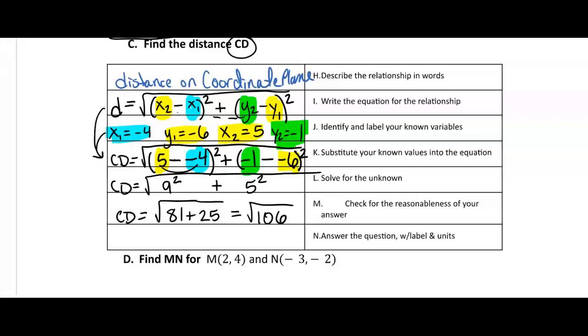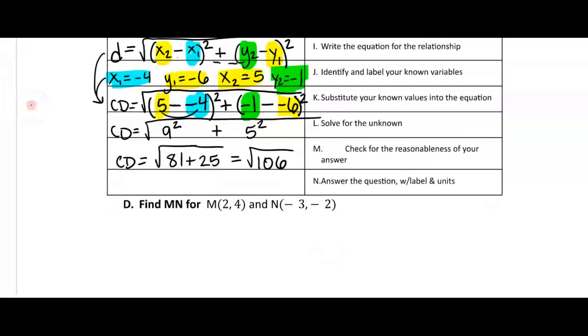106. Now, we do need to check, we need to simplify this radical. Are there any perfect squares that are a factor of 106? 106 itself is not a perfect square, so I'm going to start with half of 106, which is 53. Not only is 53 not a perfect square, it's a prime. So 106 is 53 times 2, so this will not simplify any further. So my final answer, CD, equals the square root of 106.